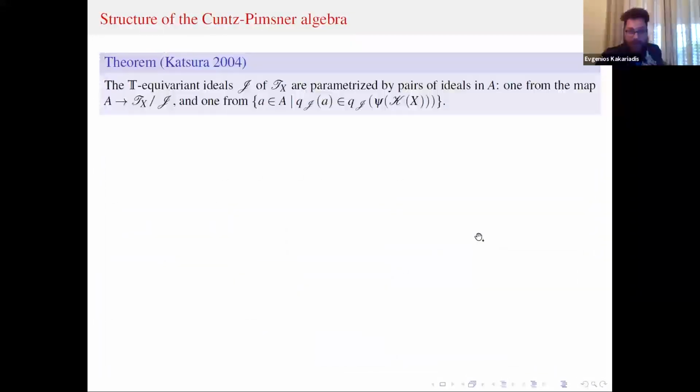Further results that he has is a characterization of the T equivariant ideals. Now you have pairs of ideals to characterize the T equivariant ideals of T of X. The pair consists of one ideal in A that represents the kernel of the morphism of A inside the T equivariant quotient, along with a picture of A inside the picture of the compacts. So this is why you have two ideals for these T equivariant ideals.